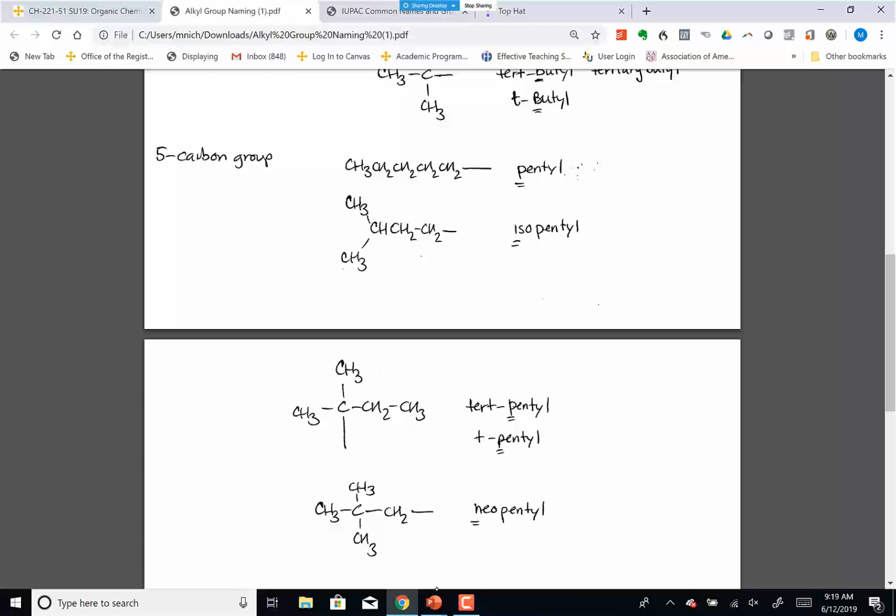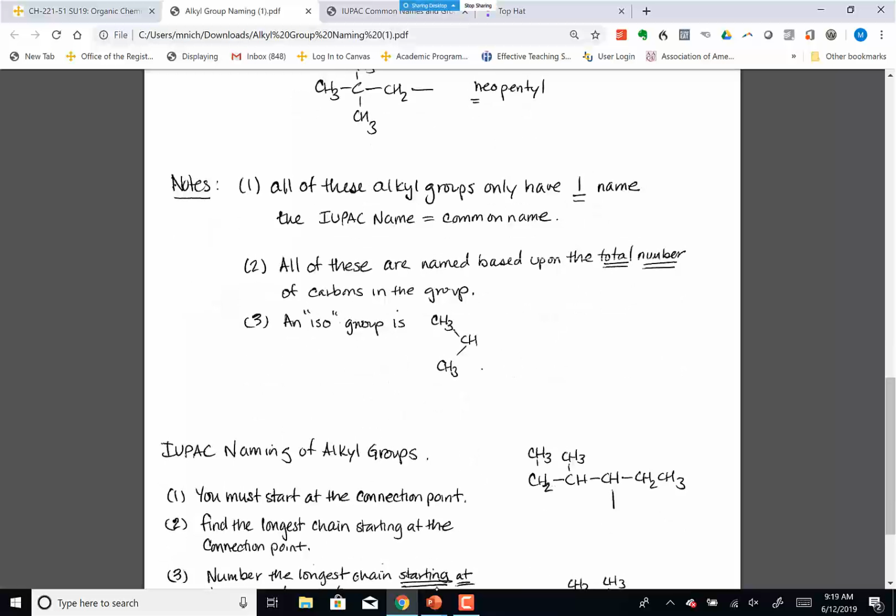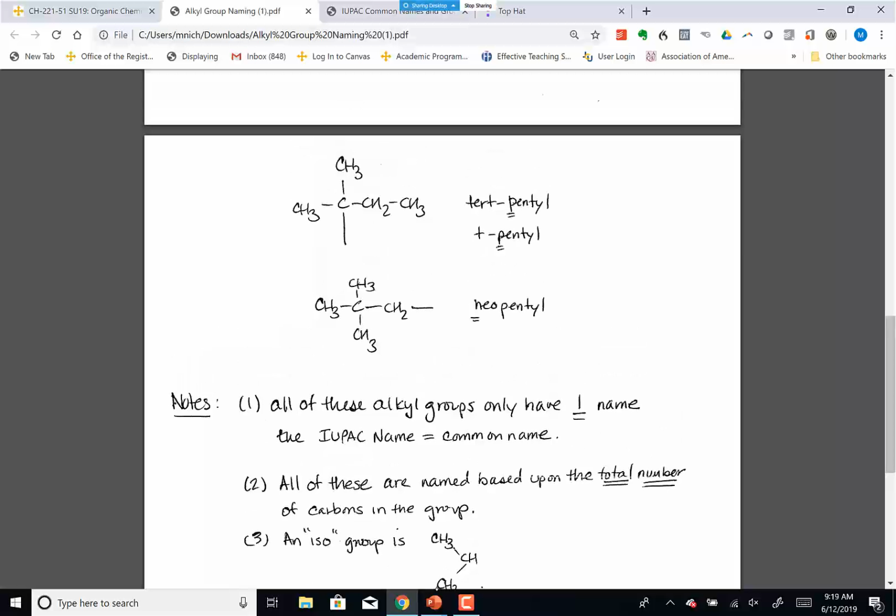And then there might be a hexyl one, but I didn't put that in, so you don't have to worry about that. So these are the groups that you have to know. They're common names. If these show up as a group attached to the longest chain, you have to use these names in order to name them.